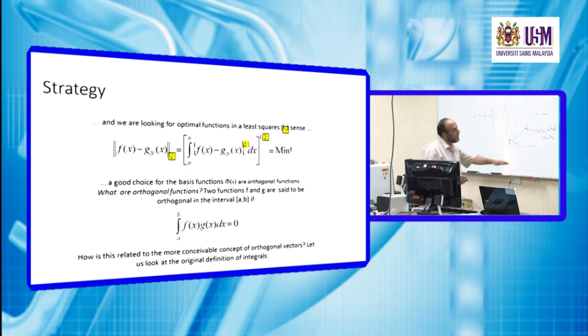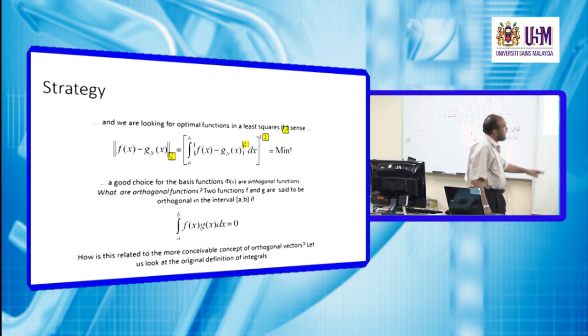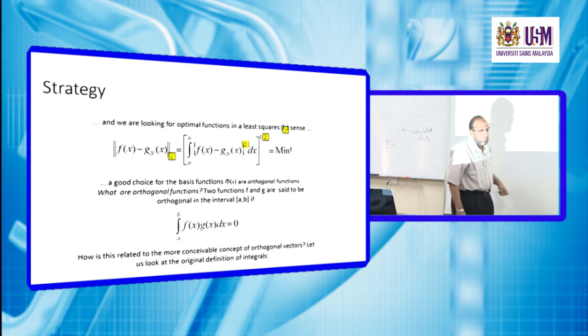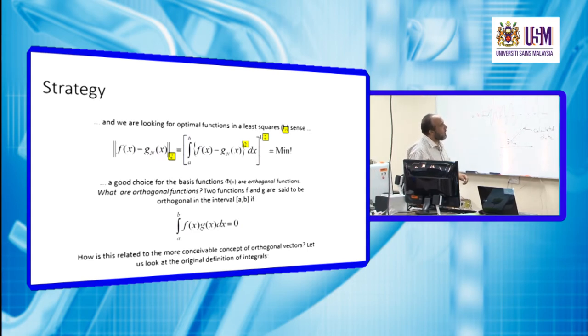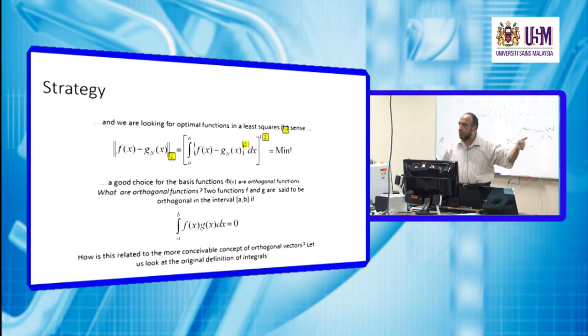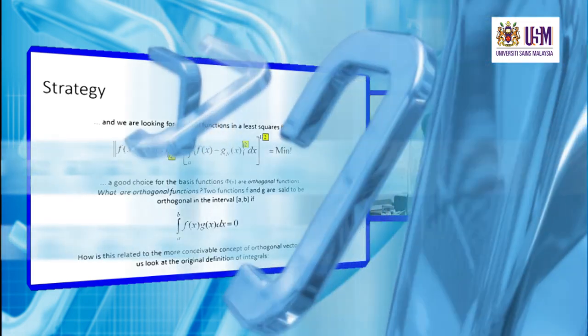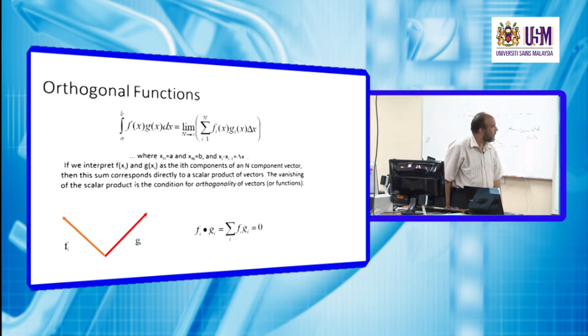So in L2 norm, the distances are squared and summed, which means that I am taking the absolute distance or the Euclidean distance between the observed and the calculated. This norm should be minimum. We are going to make this norm equal to minimum. A good choice for the basis function here is the orthogonal ones. Here we are going to use, as you see in the previous slide, the cosine and the sine function, and the cosine and sine functions are actually orthogonal.